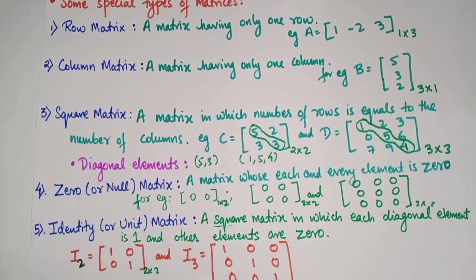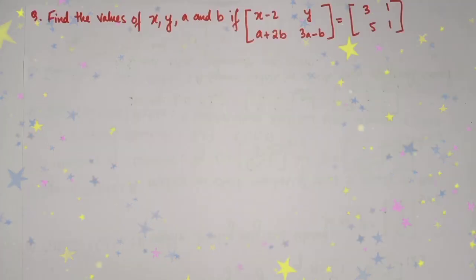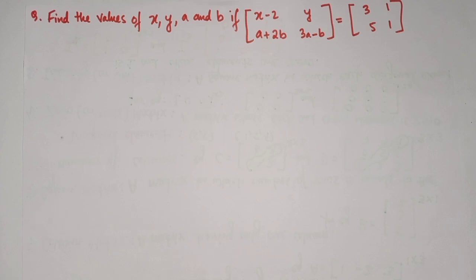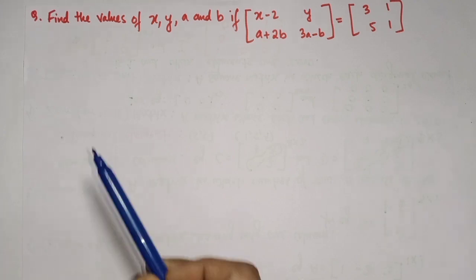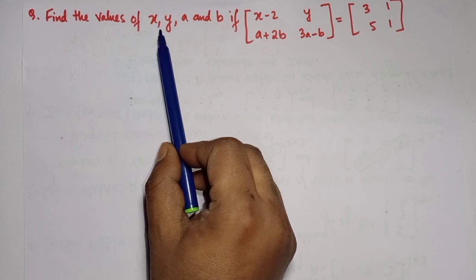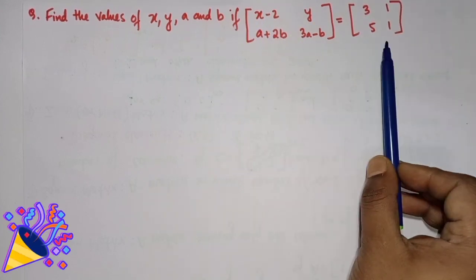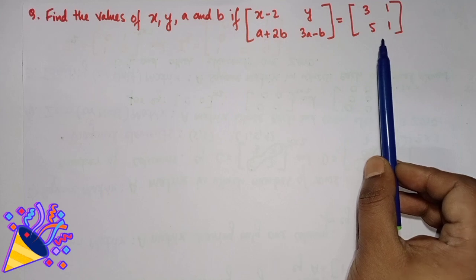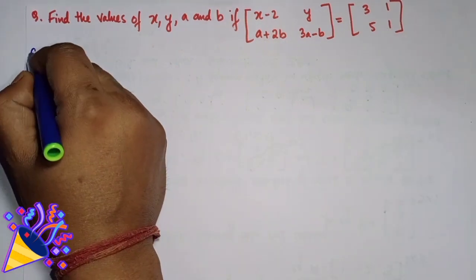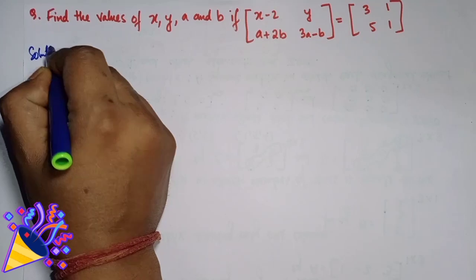Now let's solve some numerical problems from this exercise. So here we have a question from the exercise. You can see what you have to find. We have to find the value of x, y, a and b, if you can see both the matrices are equal. I have already told you. So what you do? Solution, given.